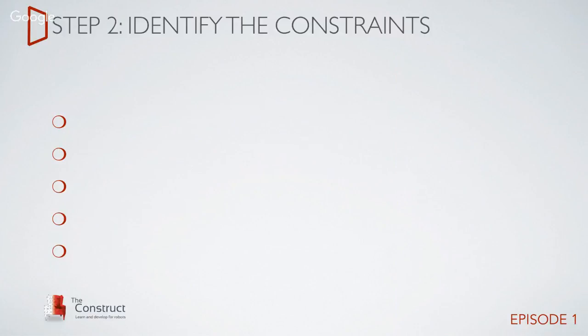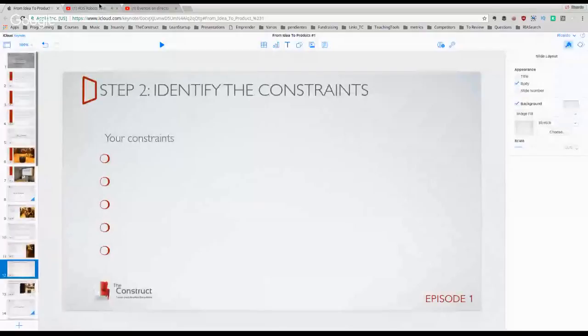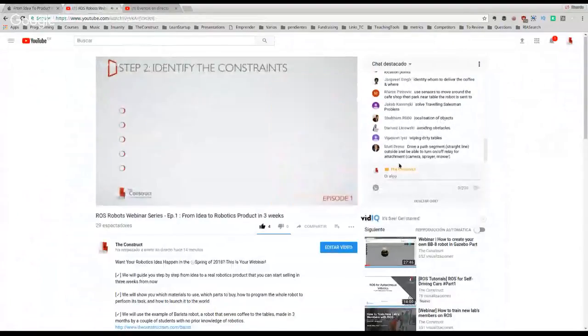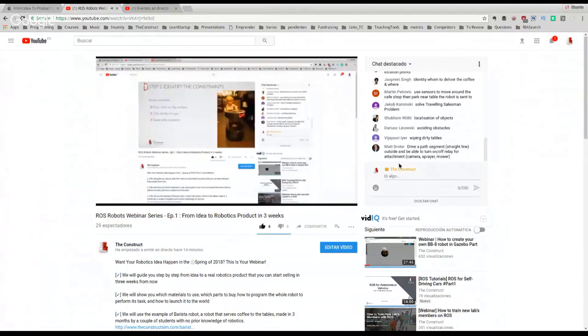So let me know some of the constraints that you think you will apply to your ideas, the ones that you have put before on the chat. Let's go again and let me know. Which kind of constraints would you like to apply to your robotic product? So let me know here on the chat.